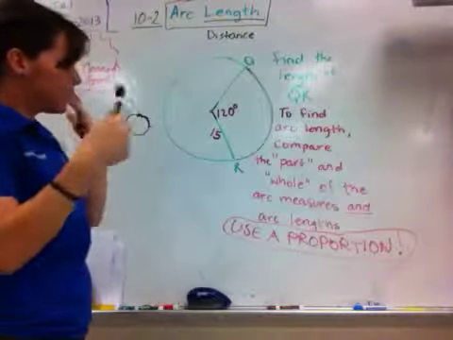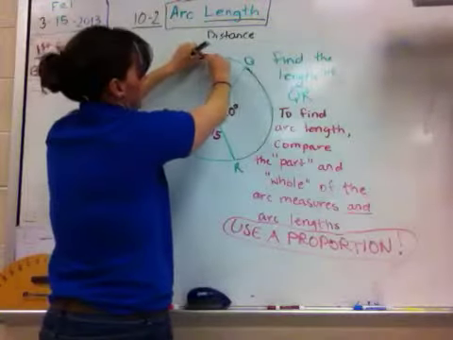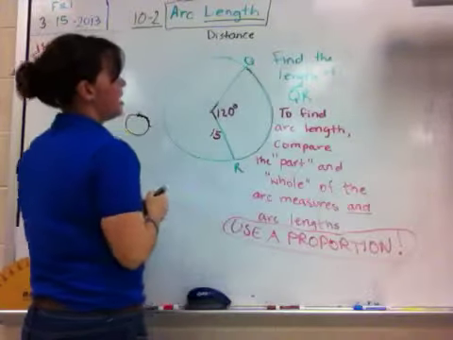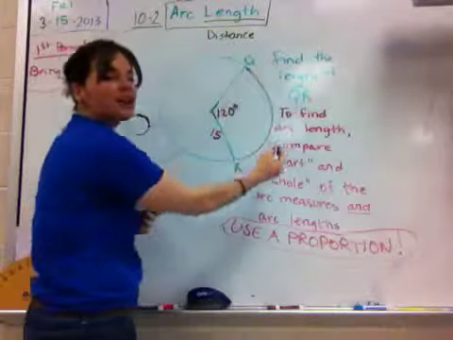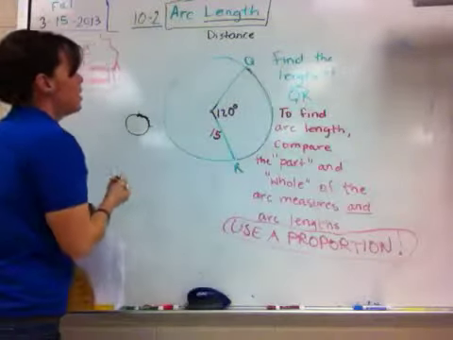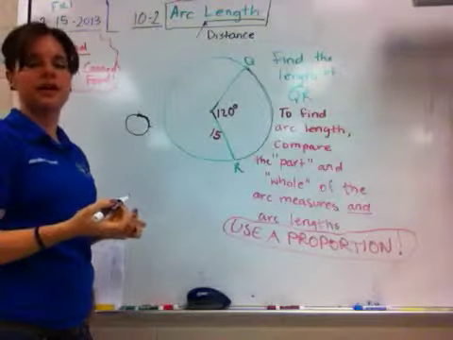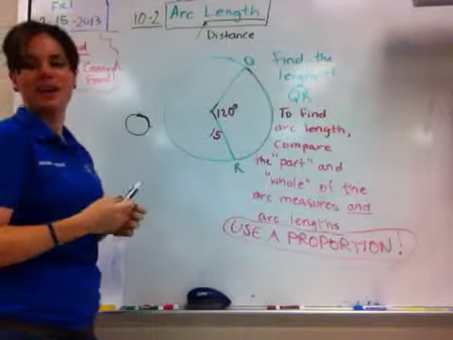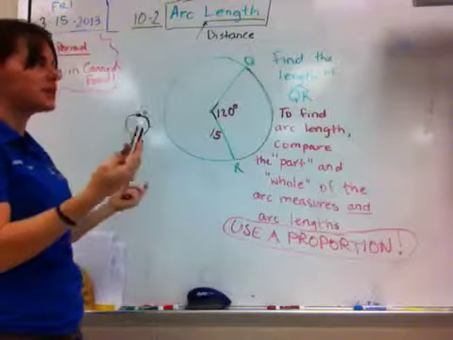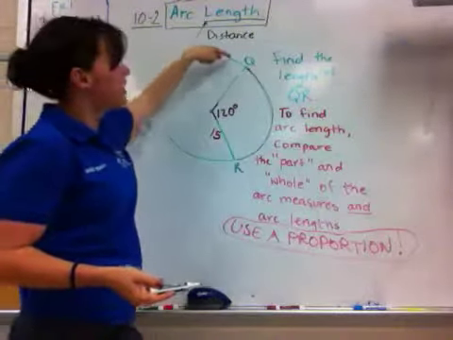Okay, so to think about this a little bit more clearly, imagine if we took a string and we laid a string around the edge of this whole circle. Okay, that would be representing an arc length. That arc length is going all the way around. What do we call the arc length that goes all the way around a circle? Almost gave you the answer there. That's your circumference. Okay, so we could say circumference is the length of the arc all the way around.